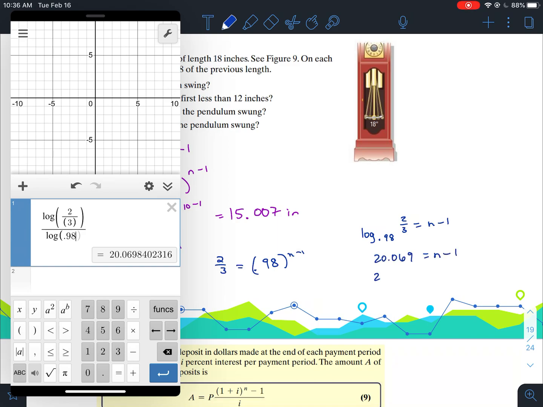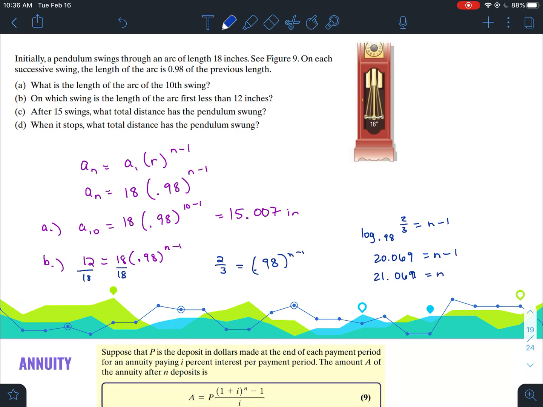So add 1 to the other side. So 21.069 equals n. So on the 21st swing, it's almost 12 inches, but we want it to be less than that. So for part B, we need 22 swings. So if the clock swings 22 times, then the arc should be less than 12 inches.